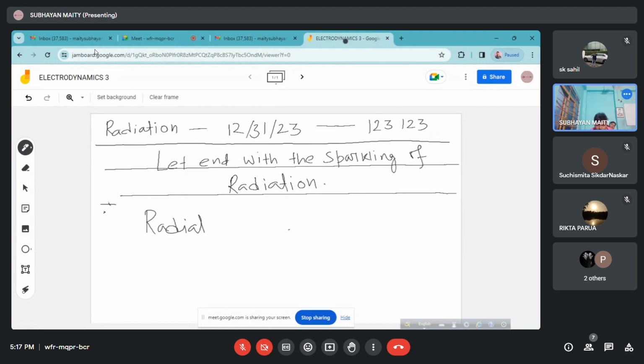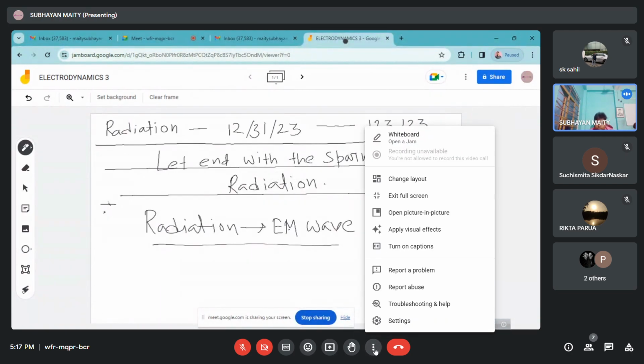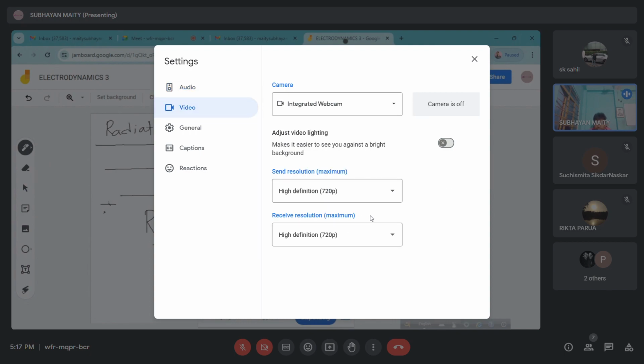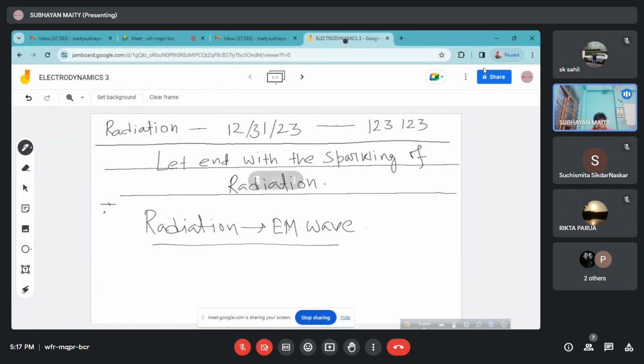...is nothing but electromagnetic wave. That means in an electromagnetic wave, we have two types of oscillation. One is due to the electric field, or oscillation of the electric field, and another is oscillation of the magnetic field. And their planes of oscillation are mutually perpendicular to each other, and also perpendicular to the direction of the propagation of the wave. That means, suppose this is the direction of the propagation of the wave, k.